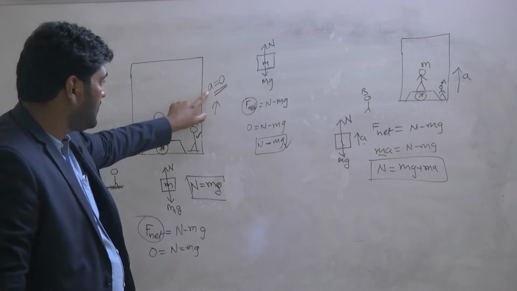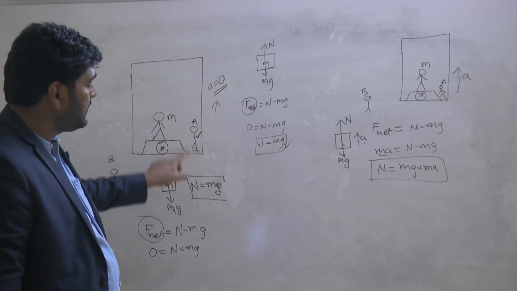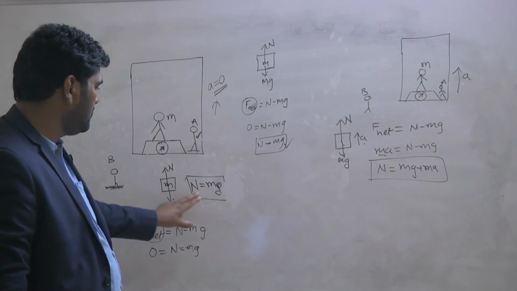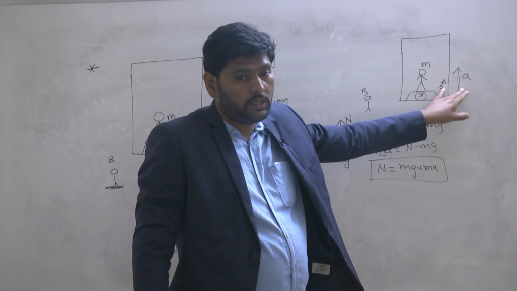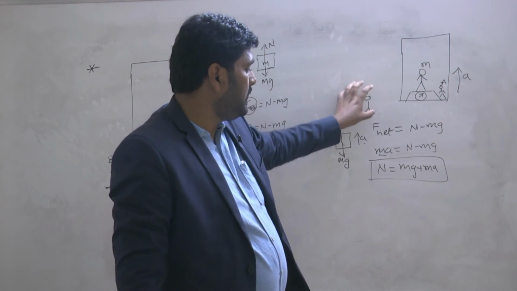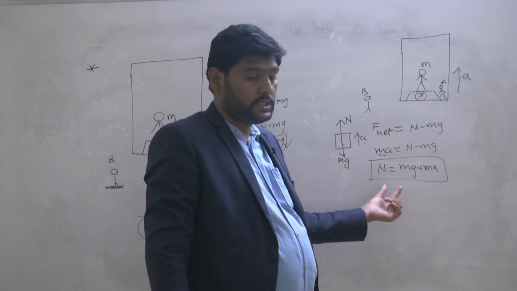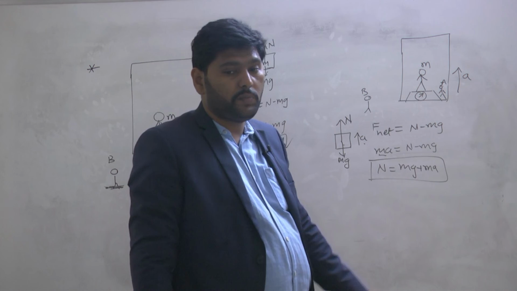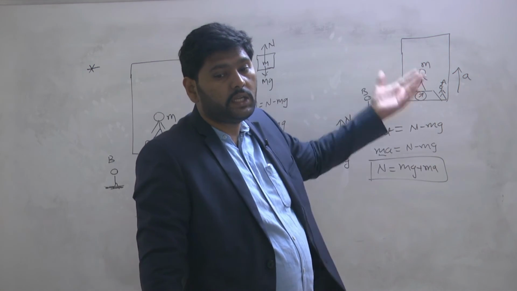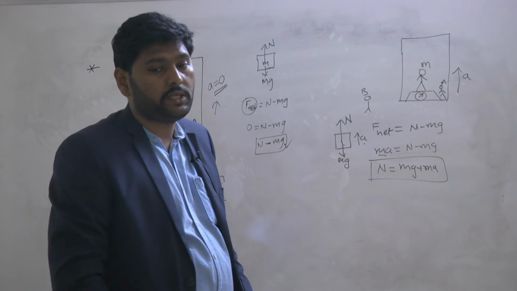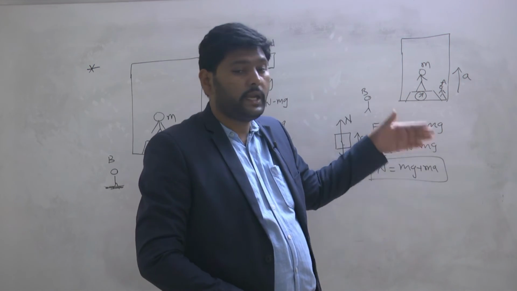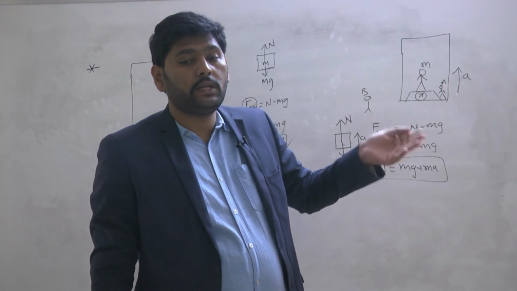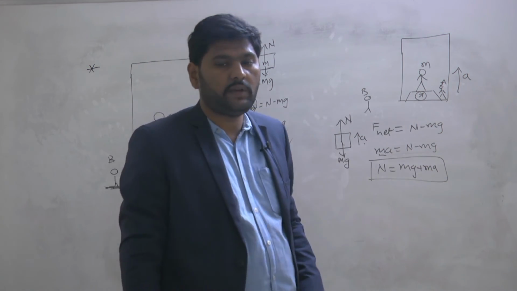When the lift is at acceleration 0, what is the normal reaction according to person B? mg. But when the same lift is moving in the upward direction, according to person B, what is the normal reaction? That is mg plus ma, which means the normal reaction is increased. When the normal reaction increases, that indicates the weight of the person is increased.